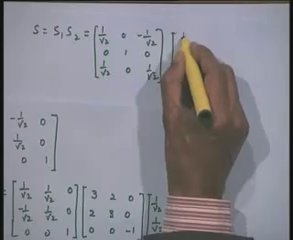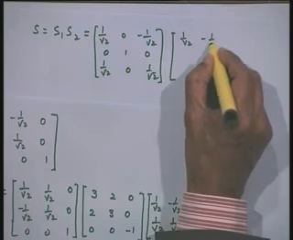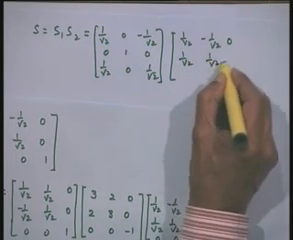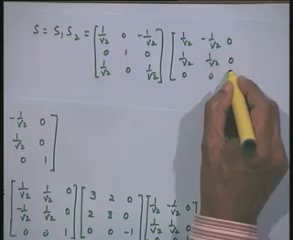Now we can write down the value of S2 that we have obtained earlier as 1 upon root 2, minus 1 upon root 2, 0; 1 upon root 2, 1 upon root 2, 0; 0, 0, 1.